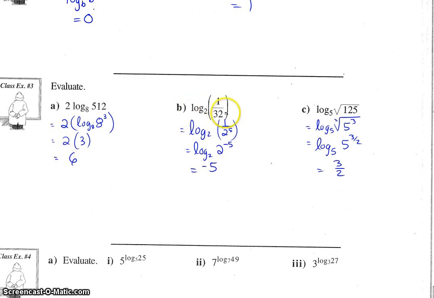Okay, so on part B, we wanted to write 32, first of all, as 2 to the 5th. But that's not good enough to have 1 over 2 to the 5th, so then we would bring that power to the numerator, creating 2 to the negative 5th.